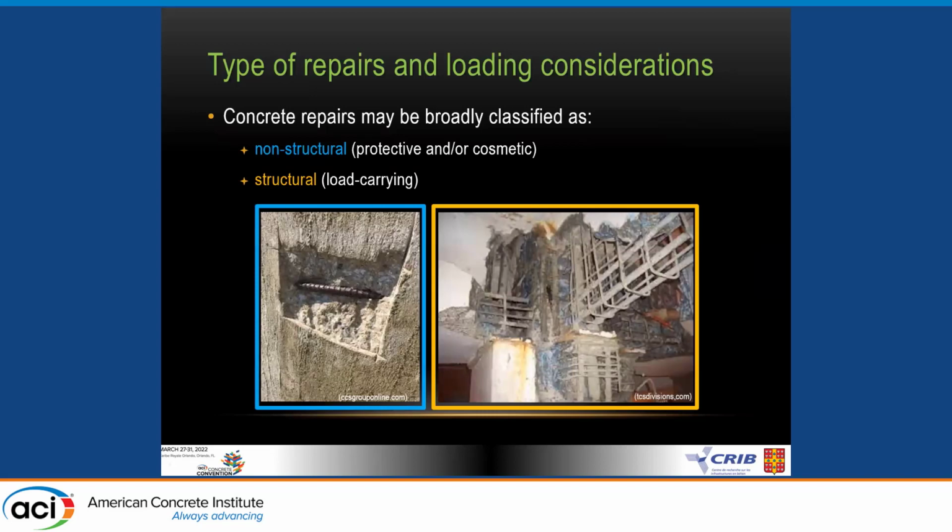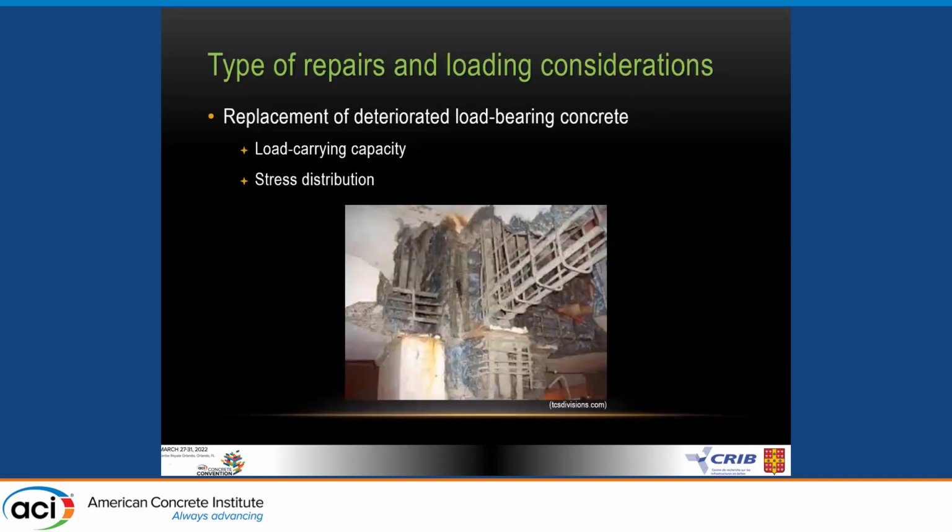We need to draw a line between two types of surface repair: either non-structural or structural repair. Non-structural is either the cover, the protective portion of any element, or sometimes shallow, cosmetic repairs. In contrast to what we call structural or load-carrying repair. So we have two examples of these types of repairs here. On the left-hand side, you have the protective repair. On the right-hand side, the structural type of repair. And whenever deteriorated load-bearing concrete is being replaced, we need to pay attention to the load-carrying capacity as well as the stress distribution. And this is where this property of concrete, the modulus of elasticity, becomes very important.